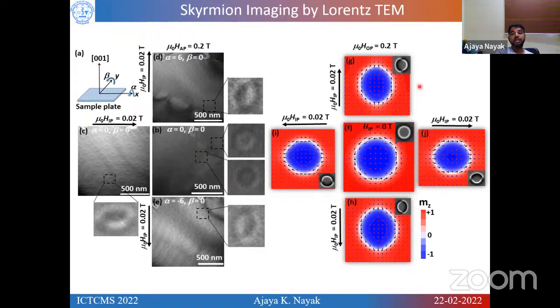But when you tilt a little bit along plus alpha or minus alpha, our simulation and our image completely match each other. This is the simulated picture for this one: inside bright, outside bright, and it completely matches this image. From this we confirm that in this picture we have an out-of-plane magnetic field along the 001 direction.